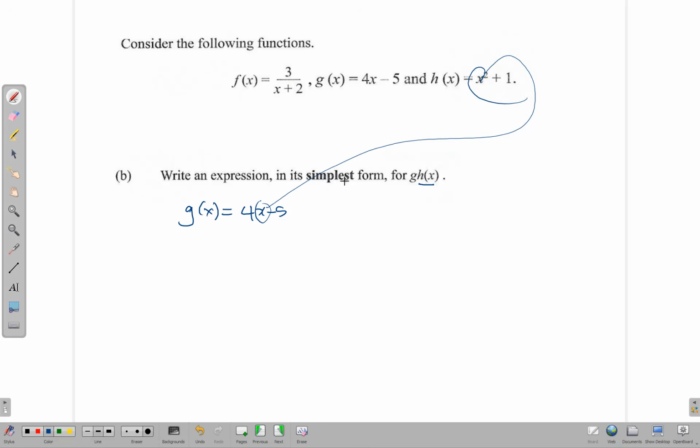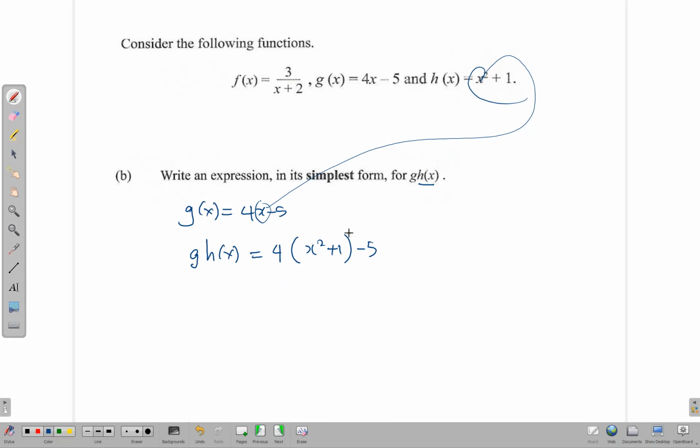And now we're going to replace x in this function with all of this function. So we're going to take h of x, which is x squared plus 1, and put it right here where the x is. So g of h of x, because we're substituting h of x into g, is 4 times x squared plus 1 minus 5. So here's your 4x minus 5, which is g of x, but we have replaced the x with h of x, which is x squared plus 1.